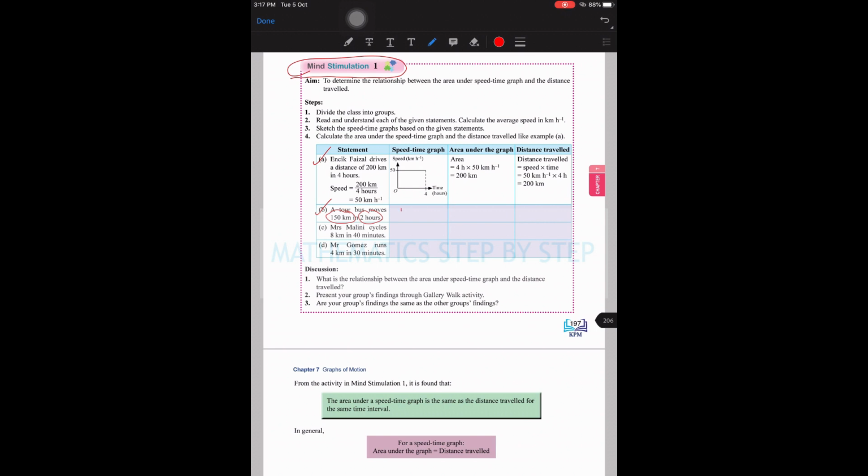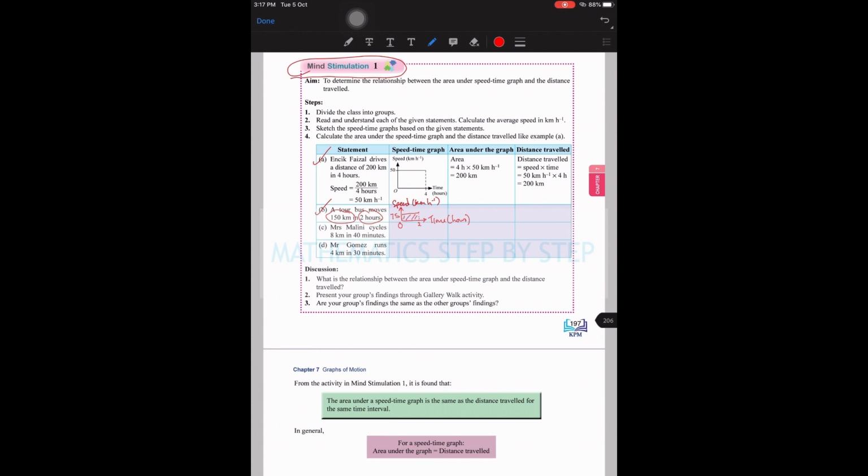Okay, so origin here, speed here in kilometer per hour, then time here in hours. Okay, so 75, 150 divided by 2 is 75. Okay, then here is 2. So the area under the graph is, we can see the area under the graph is here. Okay, it is a rectangle.